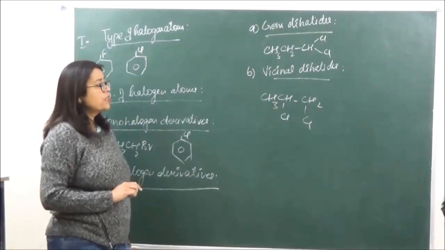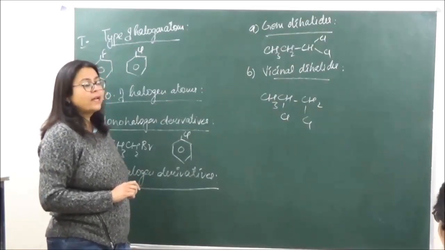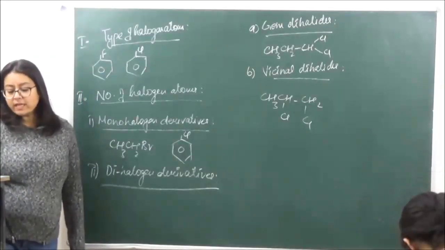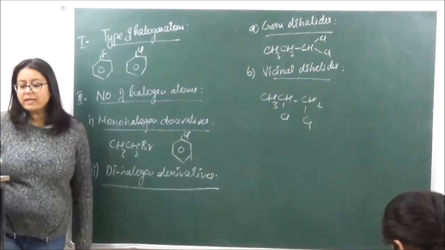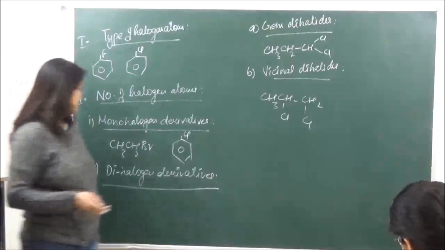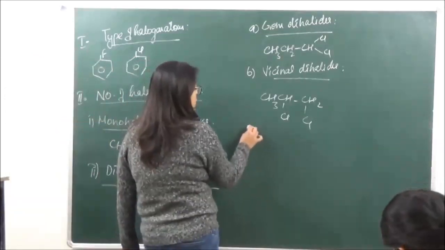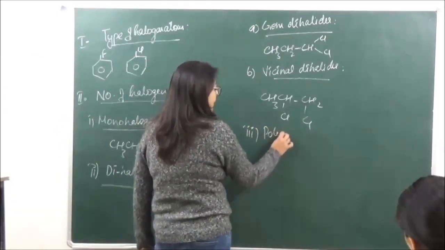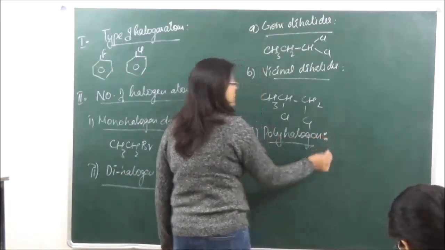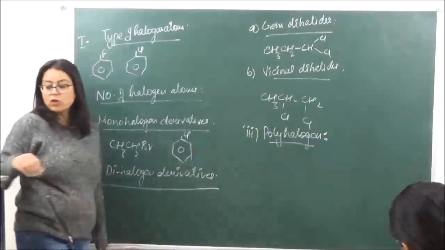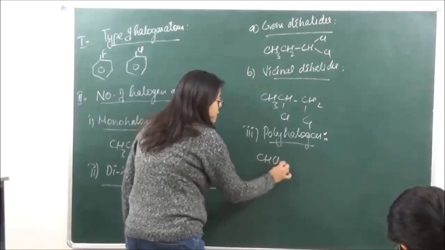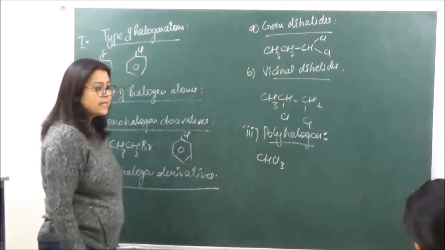So what is going to be the name of this compound? 1,2-dichloropropane, right? Then we have polyhalogen derivatives. Polyhalogen derivatives means what? That there are going to be more than two halogens present. They may be tri. Tri means 3. They may be tetra. Tetra means 4. So tri over here, one example in which all the halogens are attached to the same carbon atom, that is CHCl3.